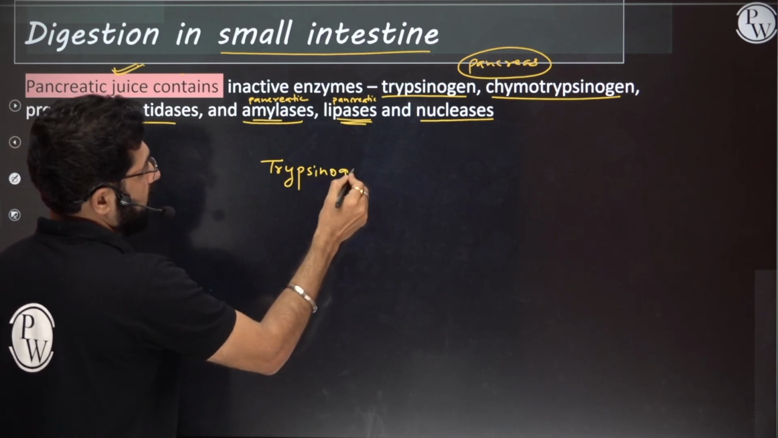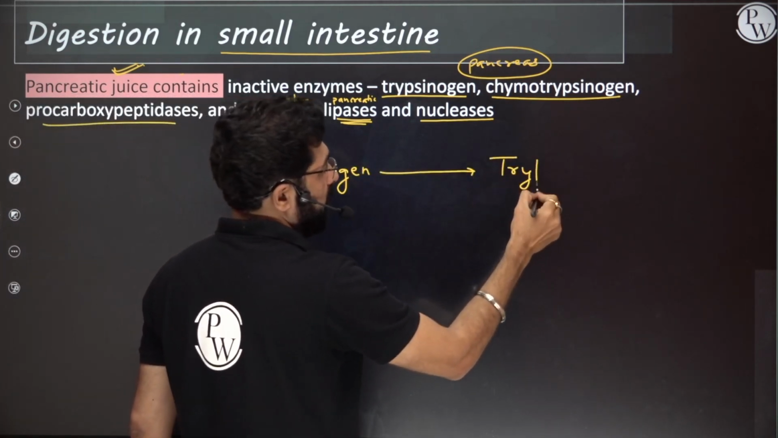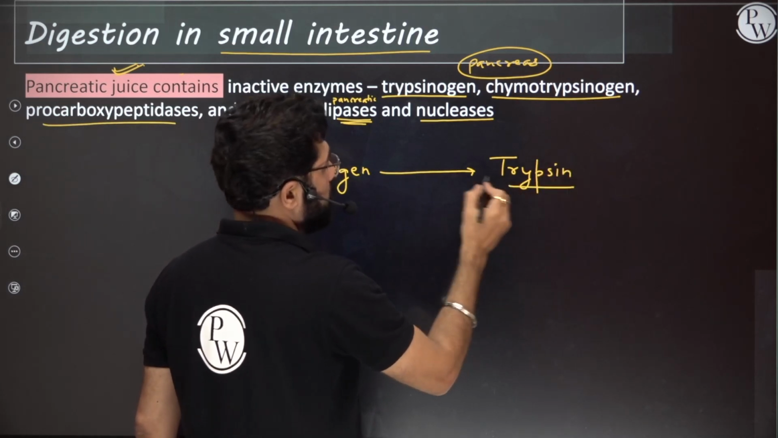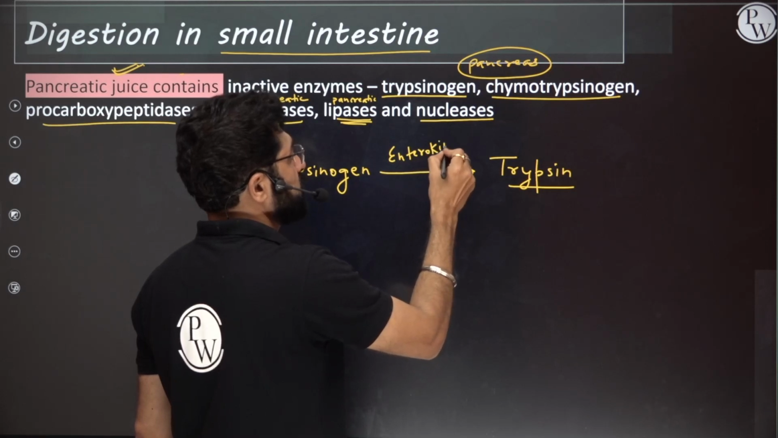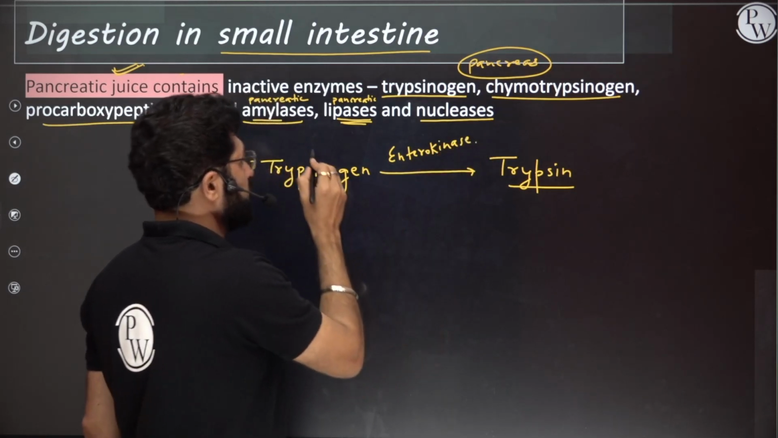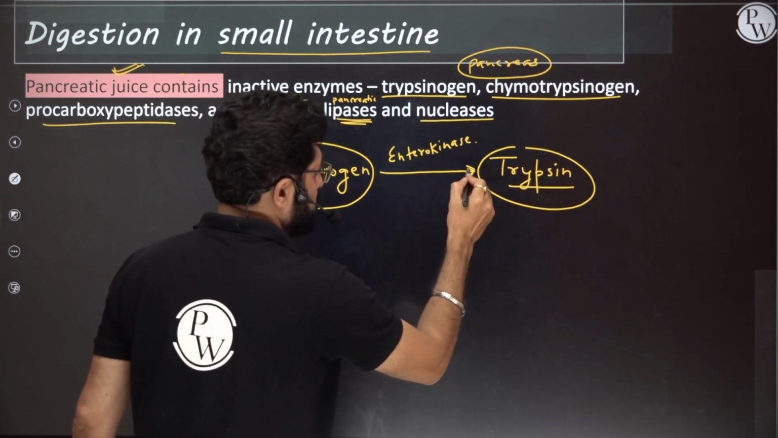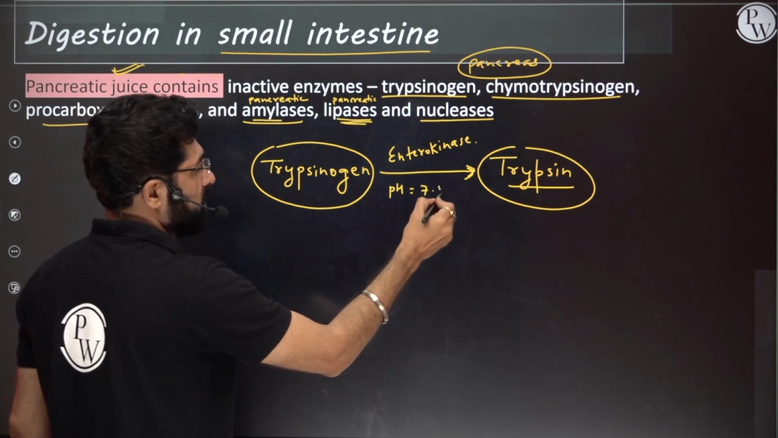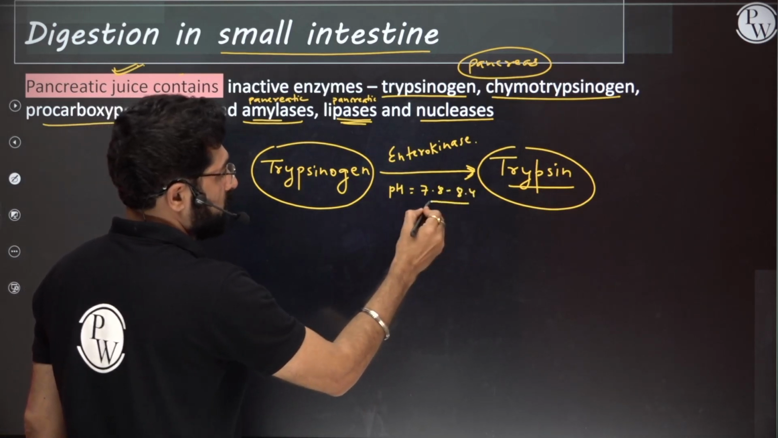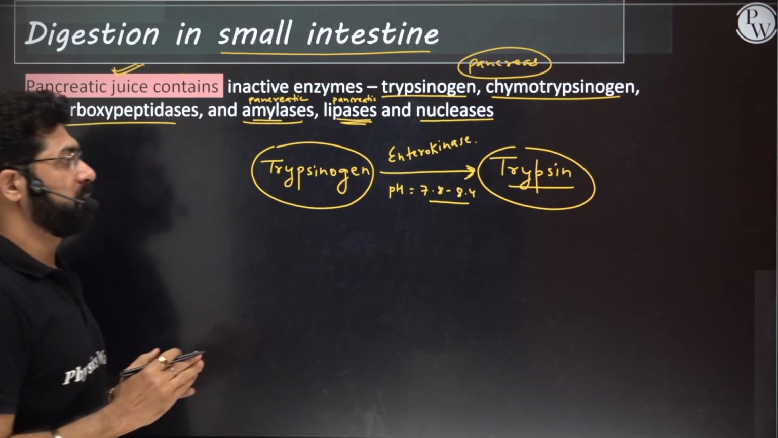the trypsinogen gets converted into the trypsin, the active form. So who converts it? It is enterokinase, which converts the inactive trypsinogen into the active trypsin. Is it okay with you? And here the pH will be more than 7, that is 7.8 to 8.4. This can vary.